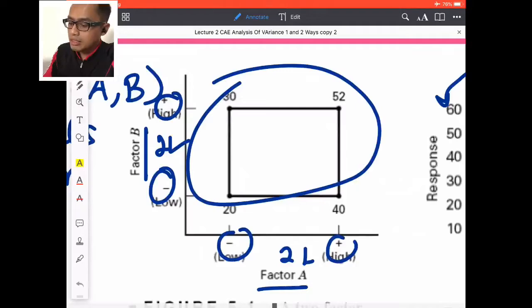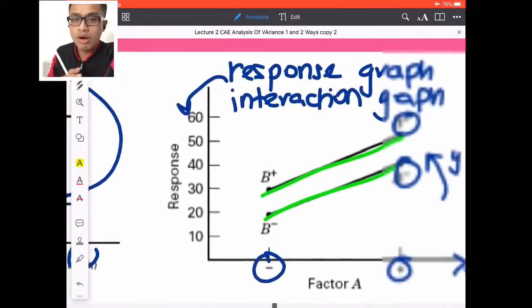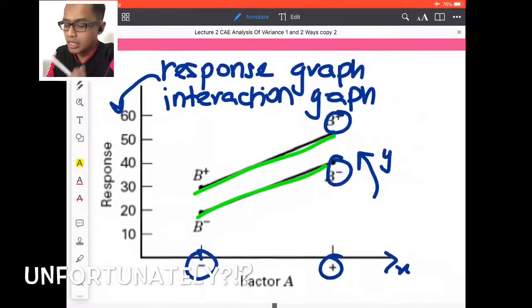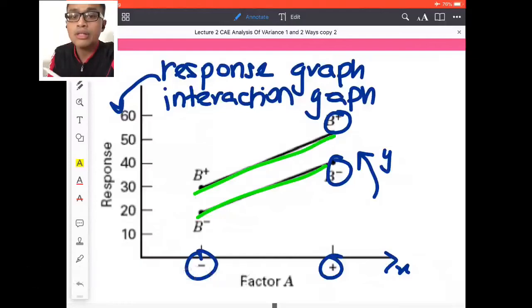Now, the next graph that you must build for ANOVA 2 ways, unfortunately, is the response graph or the interaction graph. On the y-axis is the response, whatever you get, and on the x-axis is factor A. The plot lines are factor B. So the question is, please plot B against.